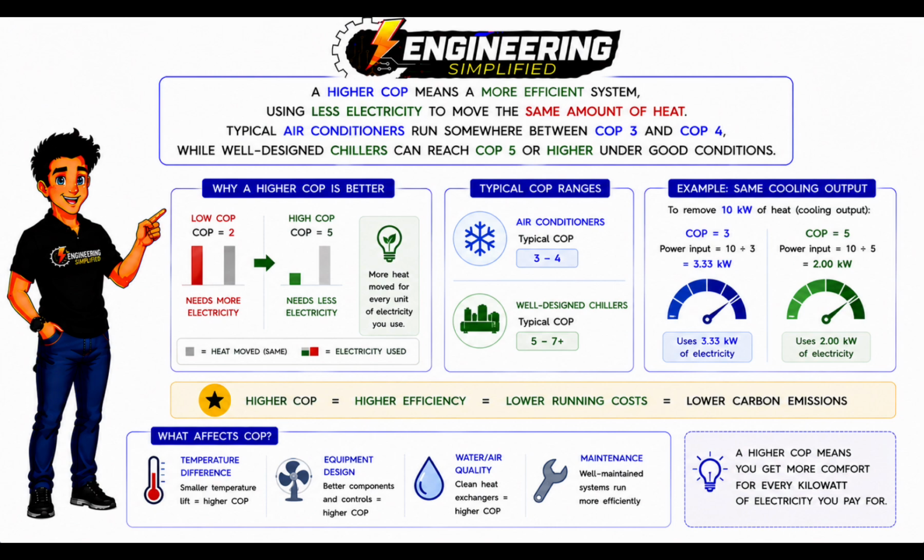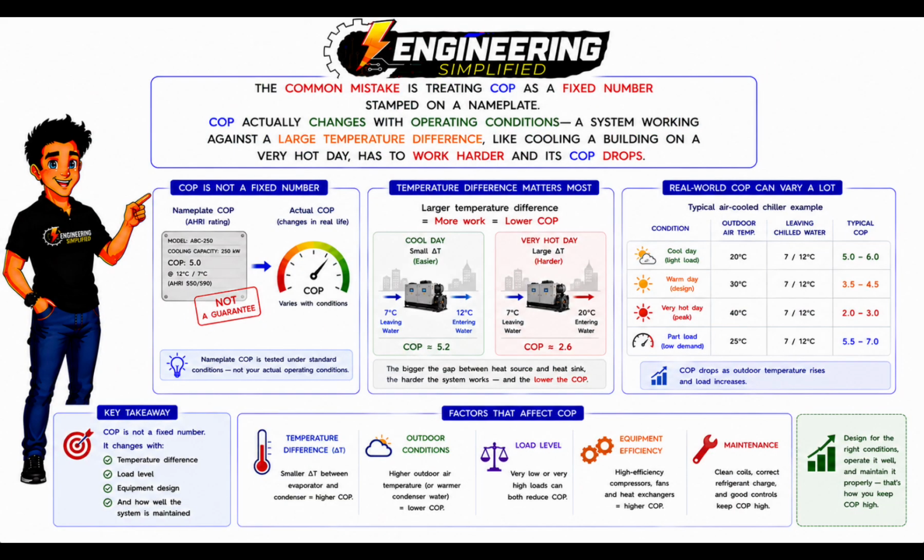Typical air conditioners run somewhere between COP 3 and COP 4, while well-designed chillers can reach COP 5 or higher under good conditions. The common mistake is treating COP as a fixed number stamped on a nameplate. COP actually changes with operating conditions.